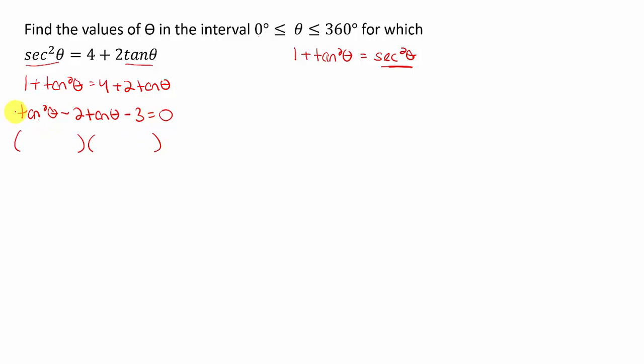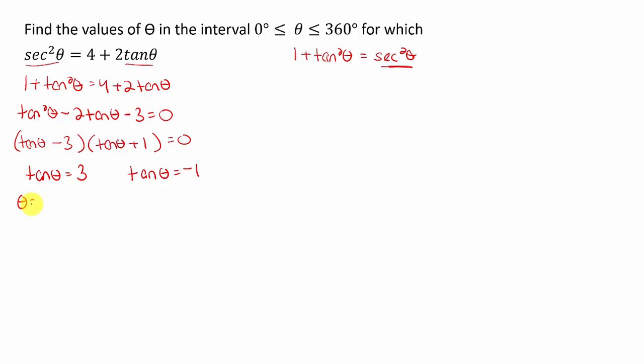Looking at my coefficients, this one's 1, this one's negative 2, and this one's negative 3. And so what I'm going to have is tangent of theta minus 3 and tangent of theta plus 1. Okay, and if I try multiplying that back out, I do get what I had up here. So that works. And then we set both of them equal to 0 and solve, which gives me tangent of theta equals 3. Over here, I'm going to have tangent of theta equals negative 1. And then we solve both of those using our tangent rules just like normal.